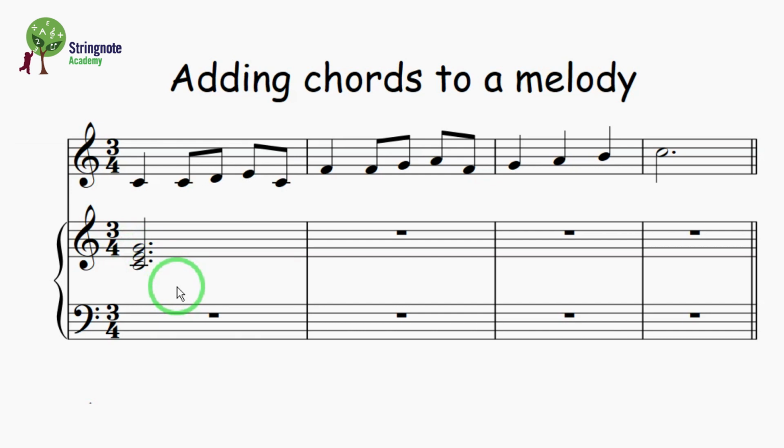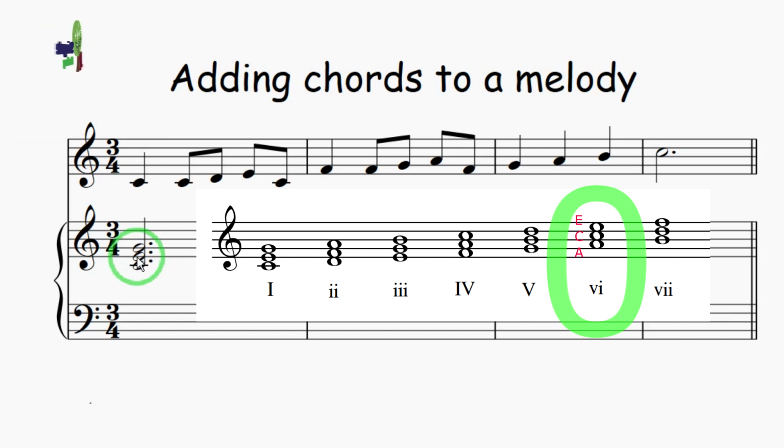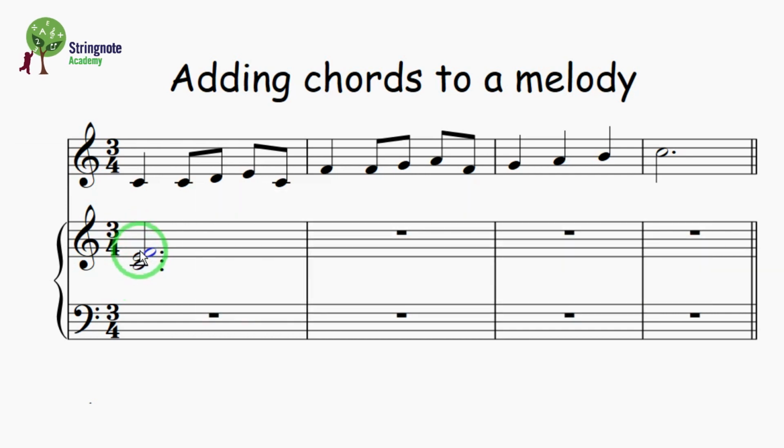I could also, with C and E, build, as you can see here, an A minor chord, which is the 6th degree. So I could start with a 6th degree, but that's going to make things more complicated. This is A, C, and E. So this is a 6th degree, but we're going to start with the 1st degree because it makes more sense.